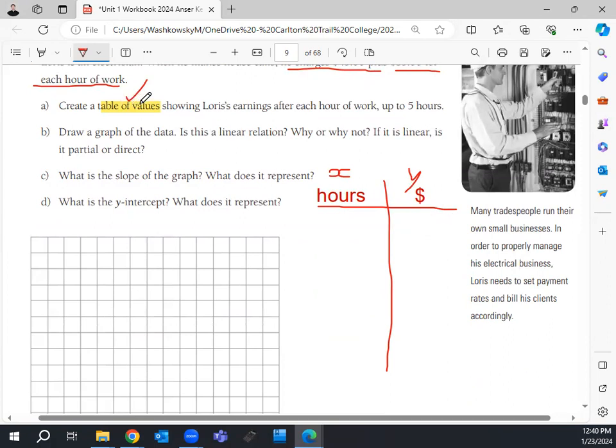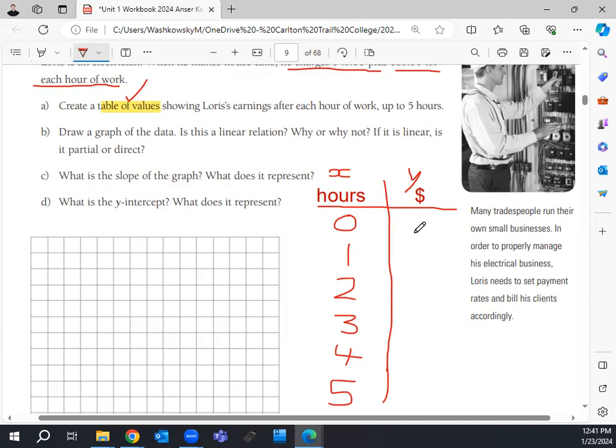So this wanted me to create a table of values showing his earnings after each hour of work up to 5 hours. So what does that mean? It wants to know how much he's going to earn at 0 hours, 1 hour, 2 hours, 3 hours, 4 hours, and then 5 hours, right? So there's 6 actual data points here.